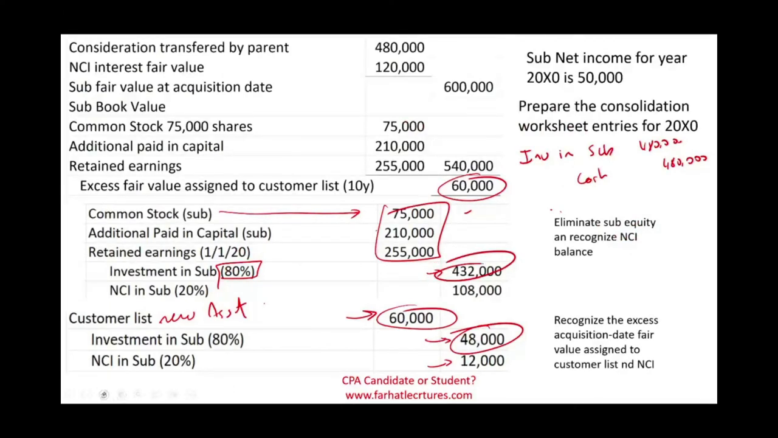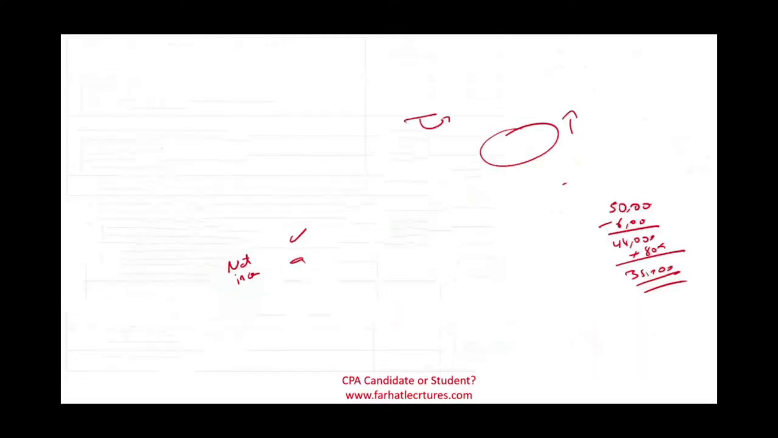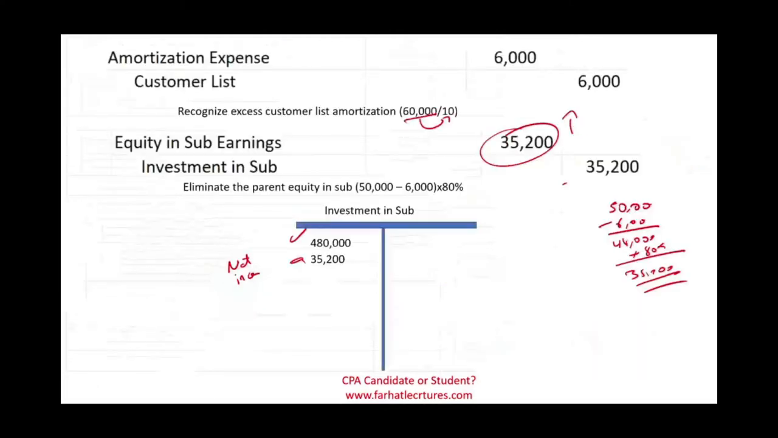Let me put it in a different color. We are crediting the investment to remove it in the consolidation process. We're going to credit the investment first, 432. Credit the investment again, 48,000, when we put the new asset, which is the customer list, then remove again, credit the investment, 335,200. Now, what that did brought the investment down to zero because we have to remove the investment.